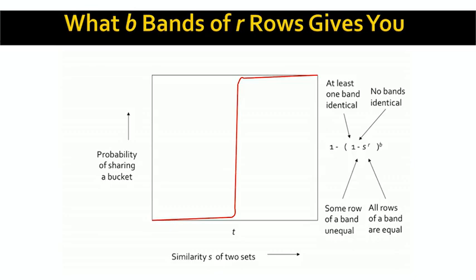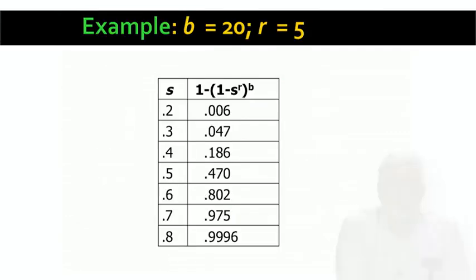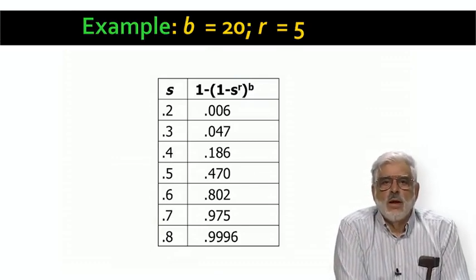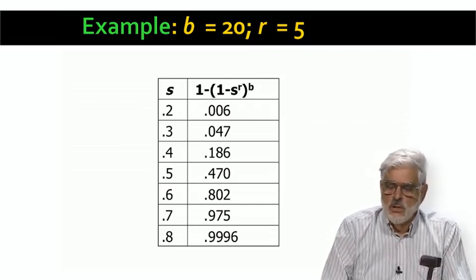Okay. As B and R get large, this function increasingly resembles a step function. And the threshold at which the rise occurs is approximately 1 over B raised to the power 1 over R. For example, in the case B equals 20 and R equals 5, the threshold will be approximately the fifth root of 1/20th, which is about 0.55. Here are some sample values of this S-curve for the case we have been examining, 20 bands of 5 rows each. It's not exactly a step function, but it does get rather steep in the middle.